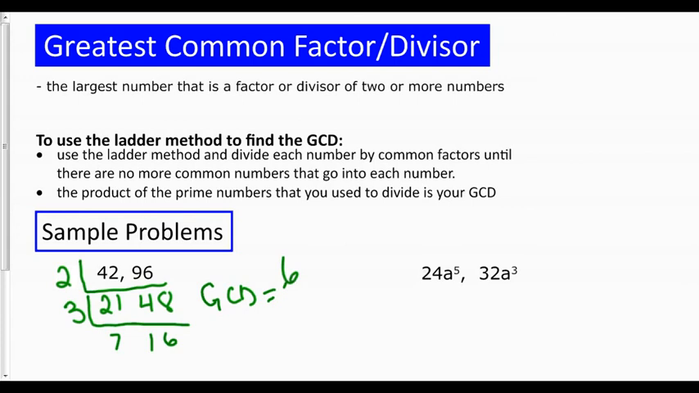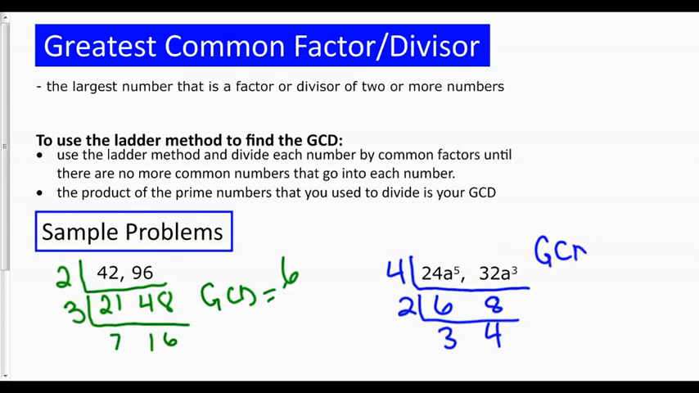Next, let's take a look at 24a to the 5th and 32a to the 3rd. I'm going to just worry about the coefficients for right now. So I'm going to divide here. I know 4 will go into 24 and 32. 4 goes into 24 6 times and into 32 8 times. And then I know 2 will also go into 6 and 8. 2 goes into 6 3 times and into 8 4 times. So my GCD of my coefficients is going to be 4 times 2, and that's 8.